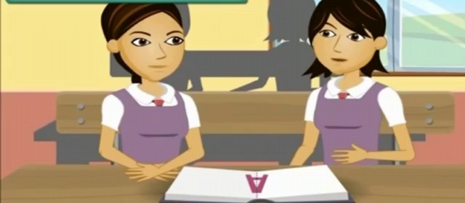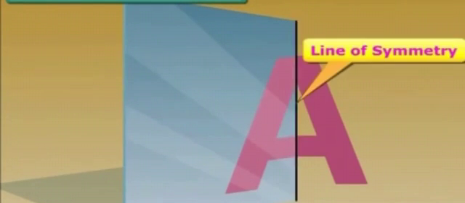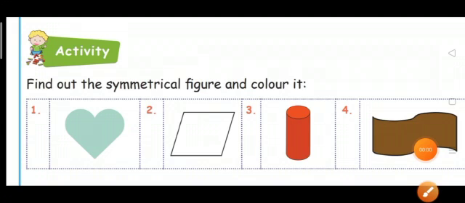Now let's check whether the line drawn on A is the line of symmetry or not. We take its one half and place it in front of a mirror. Wow! Its one half is equal to the other half. This means that this is the line of symmetry. Okay, students, do you understand now?